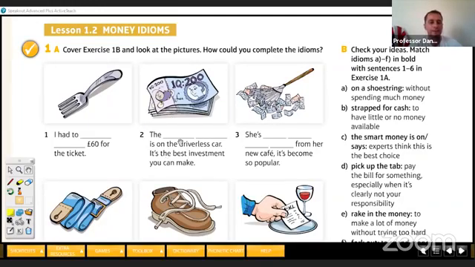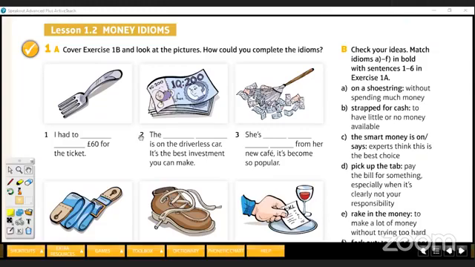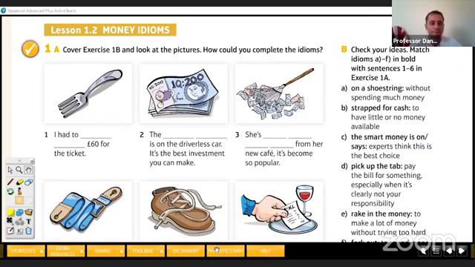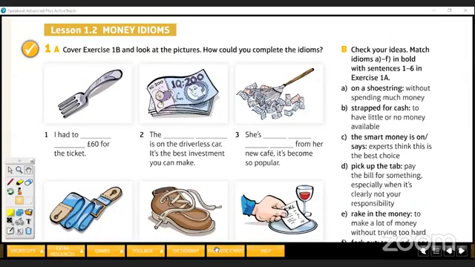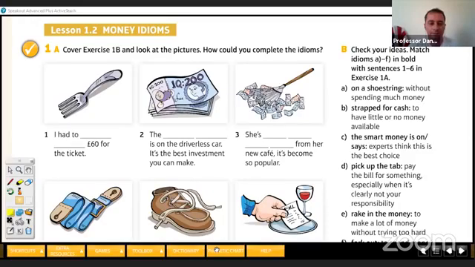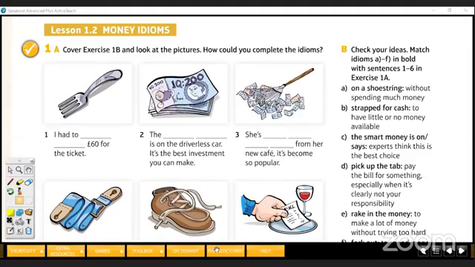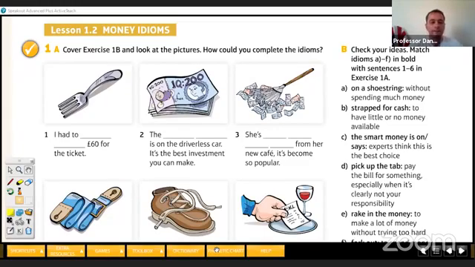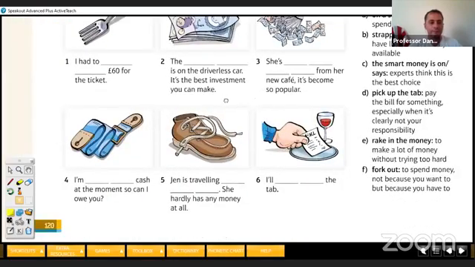The smart money is on the driverless car. It's the best investment you can make. Smart money. Now, number three. She's raking in the money. Raking what? Money? Raking in the money. Four words. From her new cafe, it's become so popular. Raking in the money.